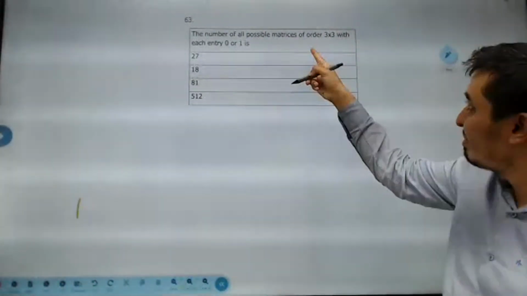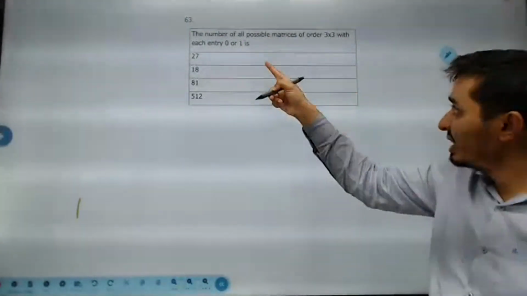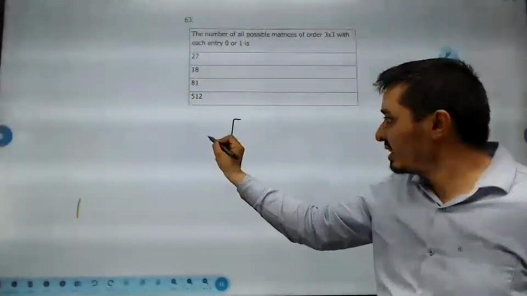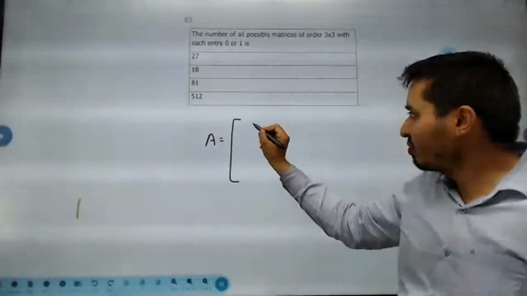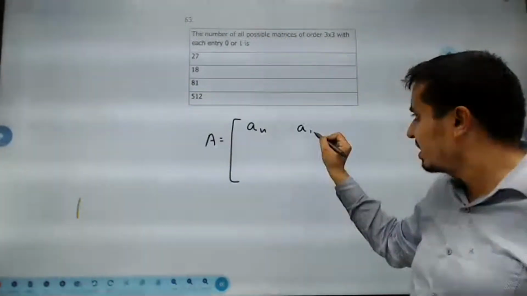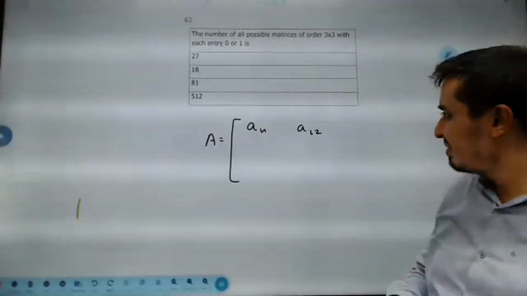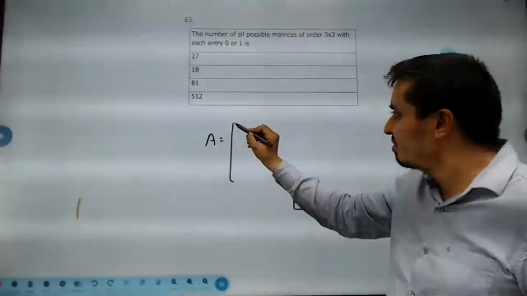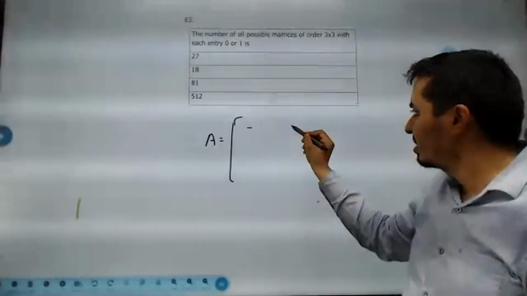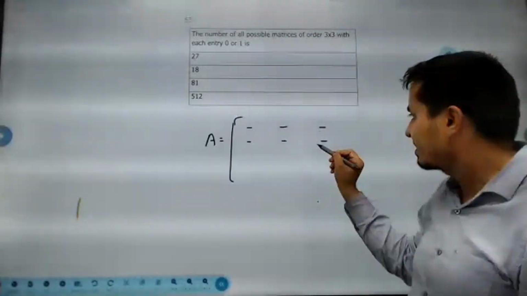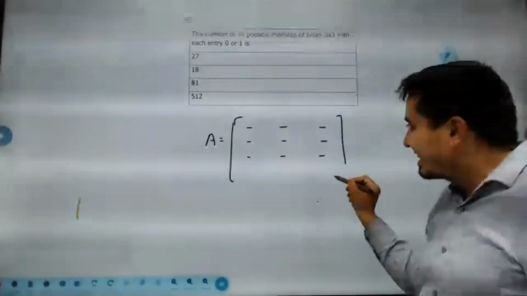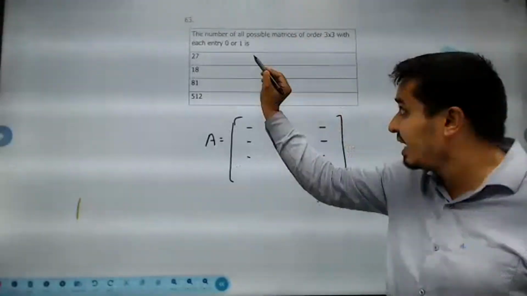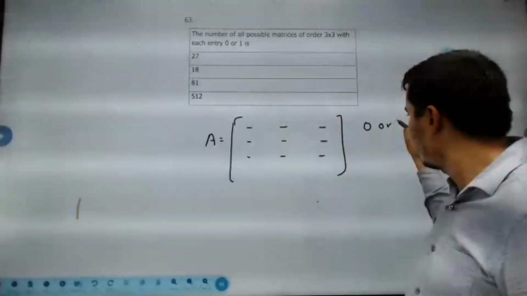The number of all possible matrices of order 3 with each entry 0 or 1 is. So let's make a matrix of order 3. Let's say we have a matrix A, and this is of order 3. So A11, A12, or maybe we don't need to write these elements here. So let's do one thing. Let's say I just make some blanks here. So 1, 2, 3, 4, 5, 6, 7, 8, 9. So basically there are 9 elements that I'll have to fill because it's a matrix of order 3, right? And for each blank I have two choices, 0 or 1.